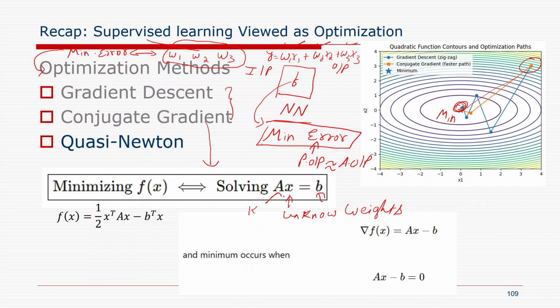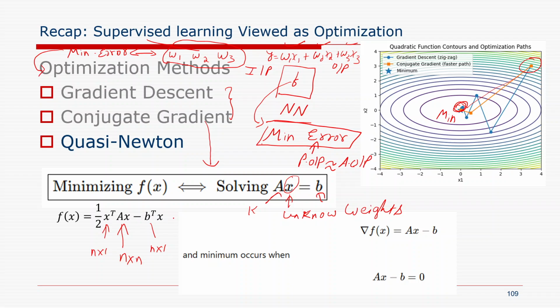Solving this equation Ax equal to b is equivalent to minimizing the function f of x. The f of x is 1 by 2 x transpose A x minus b transpose x, where x is an n cross 1 vector, then A will be a matrix of n cross n, similarly x is a weight vector, an n cross 1 matrix, and b also is an n cross 1 vector. Now, in the conjugate gradient, we will try to find the solution for x by minimizing the function f of x which has been given.